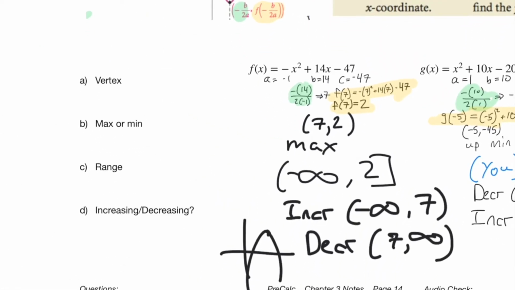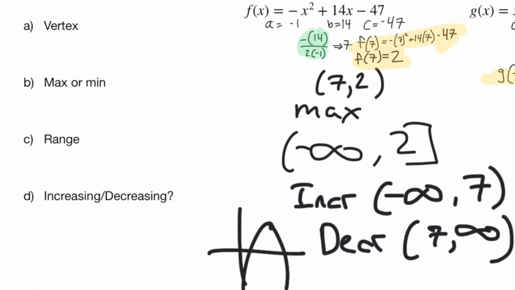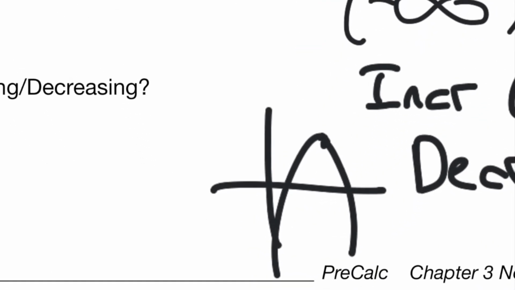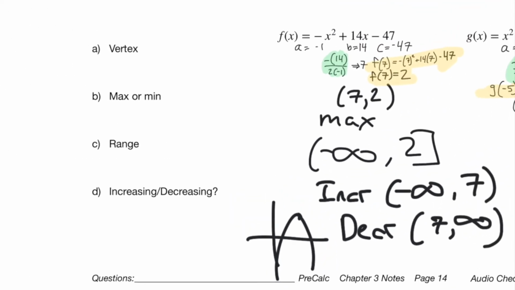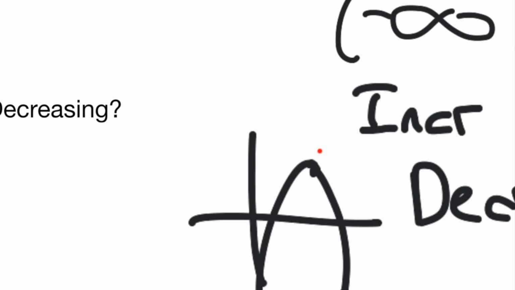New question, what's the range? Ooh, it's kind of hard to visualize. It's hard to answer the question, what's the range, if you don't have a visual. And so what I just did was I drew a quick sketch. This vertex is at 7, 2 right here, and then I know it's going downward because there's a negative a value. That's really key for the range.